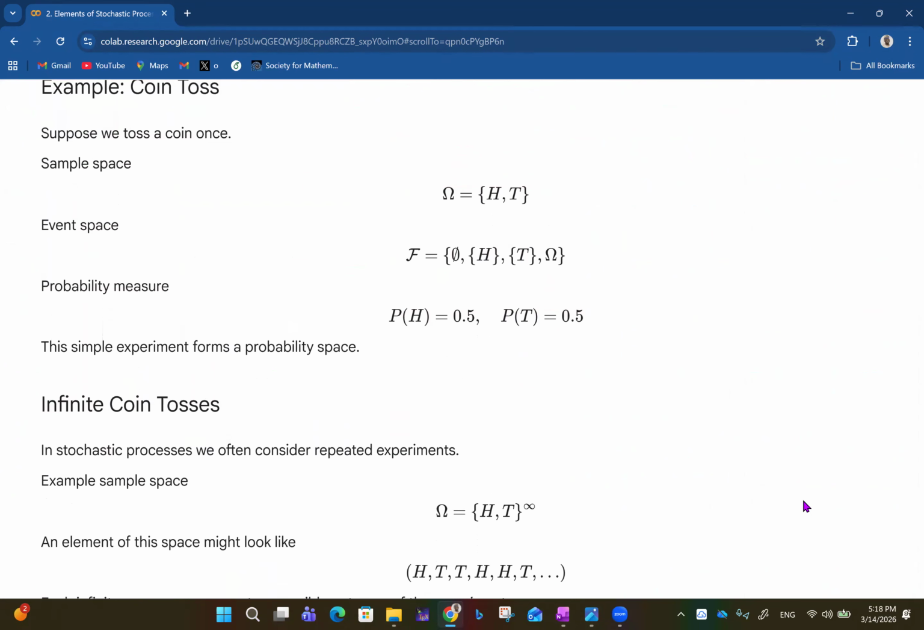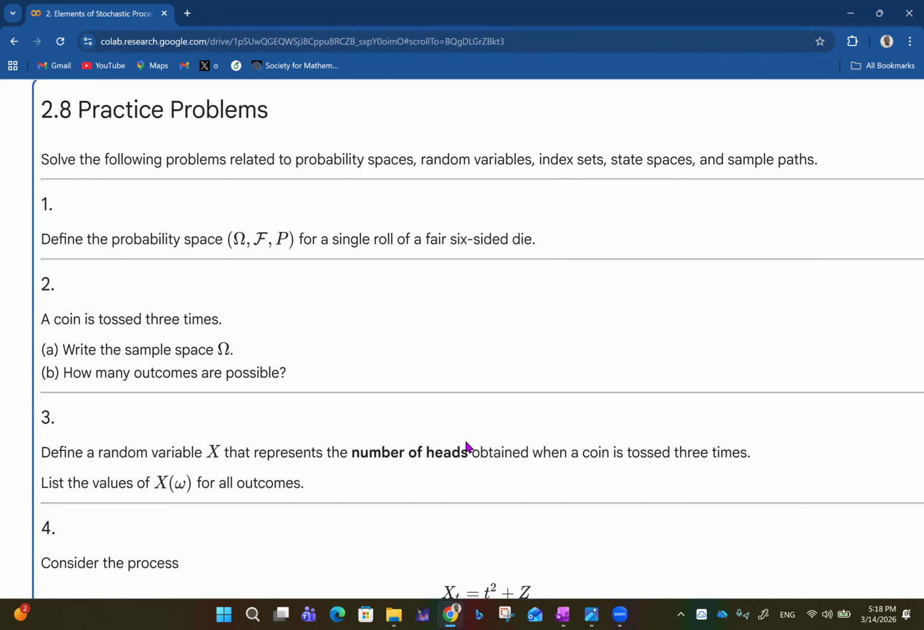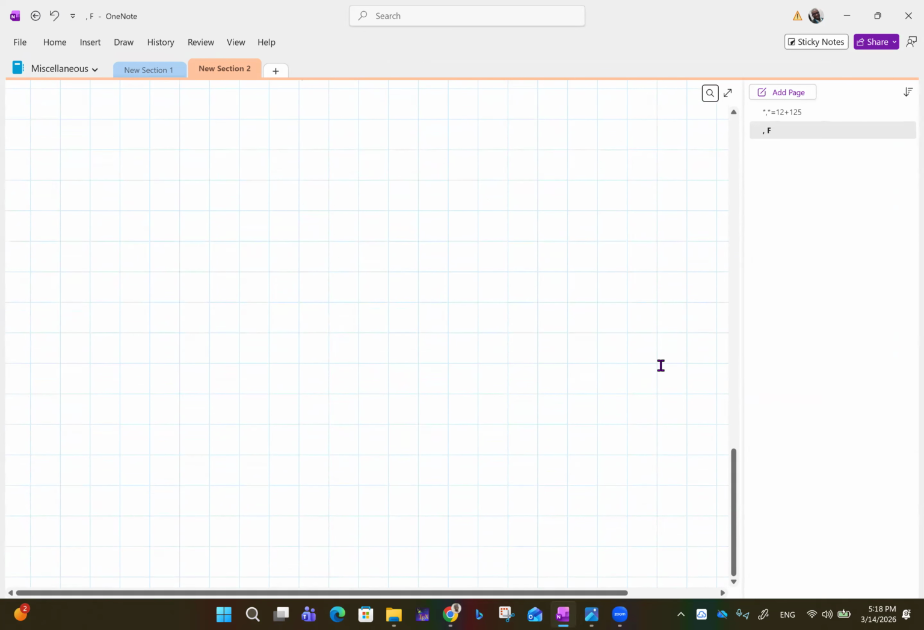So let's look at another question. Let's look at other questions and just breeze through them as much as we can. A coin is tossed 3 times. Write the sample space omega. How many outcomes are possible? So a coin is tossed 3 times. Write the sample space omega, right?